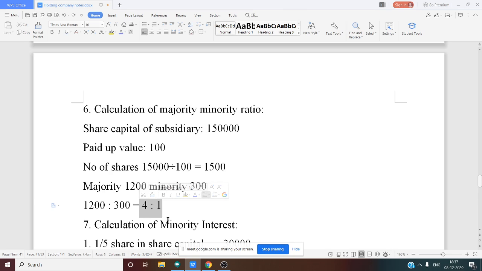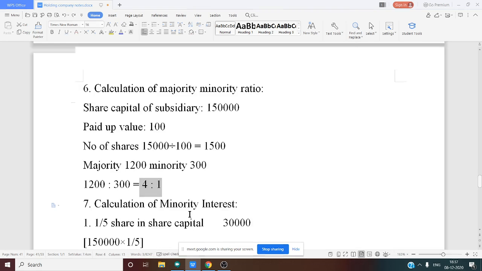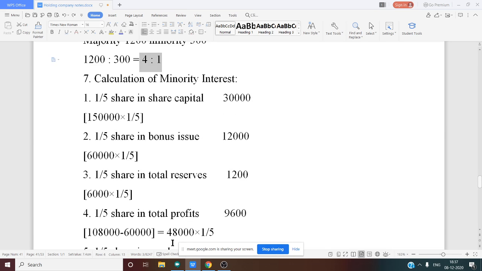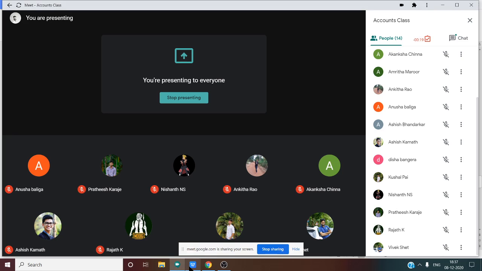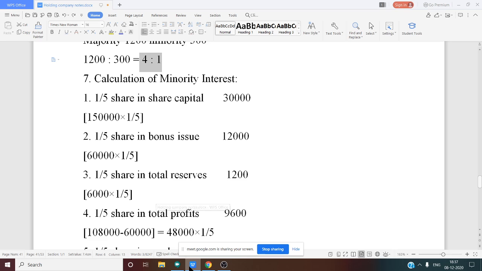So there are a total of 5 units, 4 plus 1. The majority fraction is 4 by 5 and the minority fraction is 1 by 5. Now this is clear. Next is working note number 7, the calculation of minority interest.